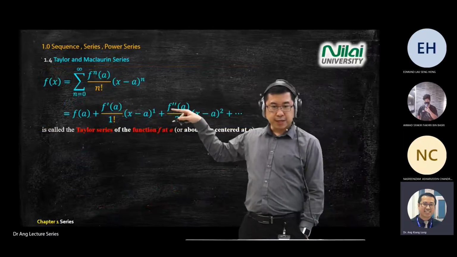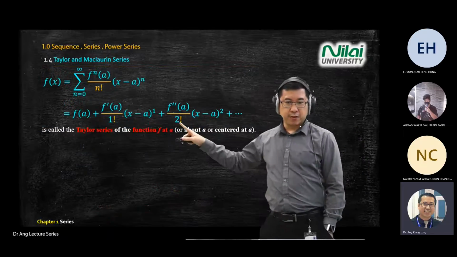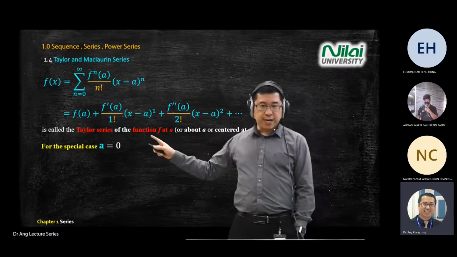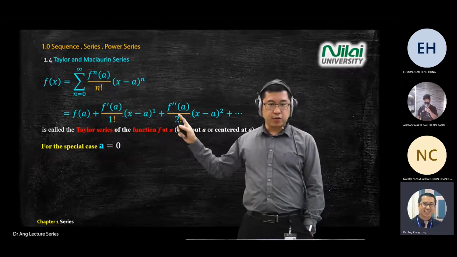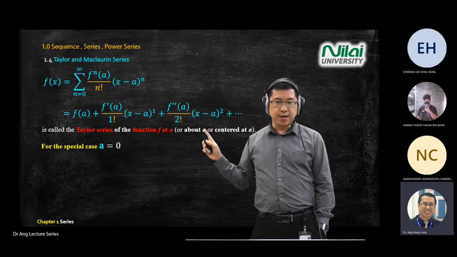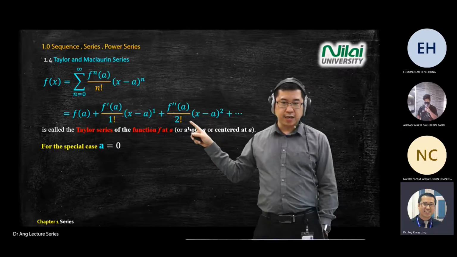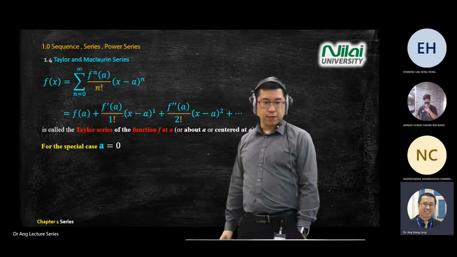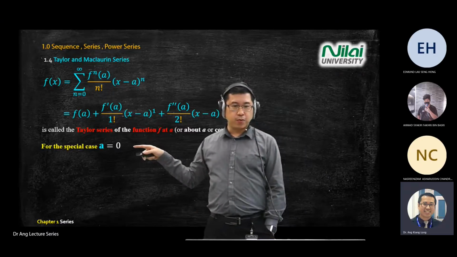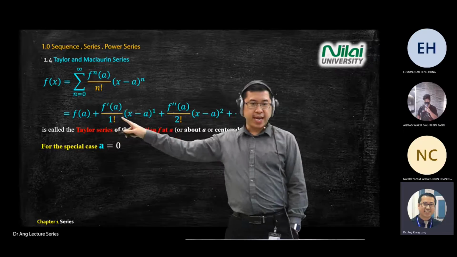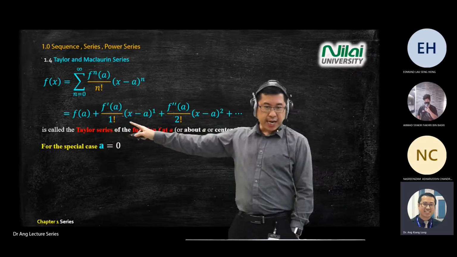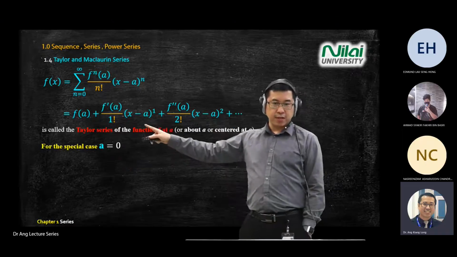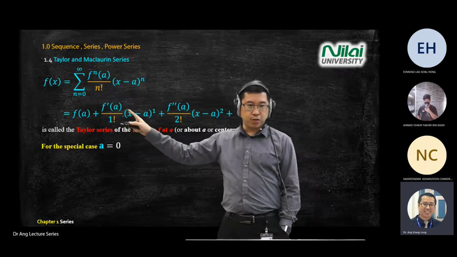Again, this pattern is called the Taylor series. And the function f that we use in the Taylor series here is expanded around the value of a. So what happens when a equals 0? We have a special case here. So we need to mention what happens to this Taylor series equation. What happens if your a equals 0?